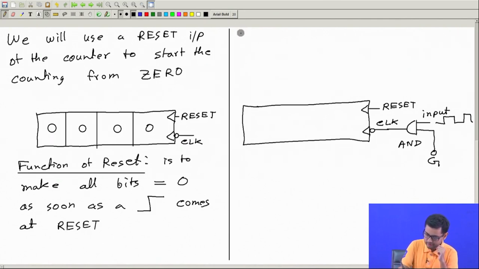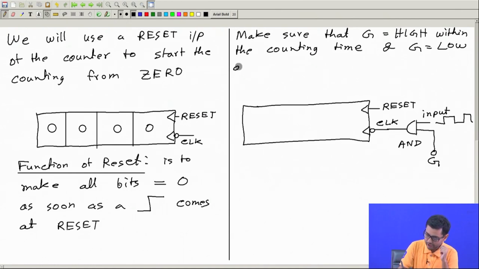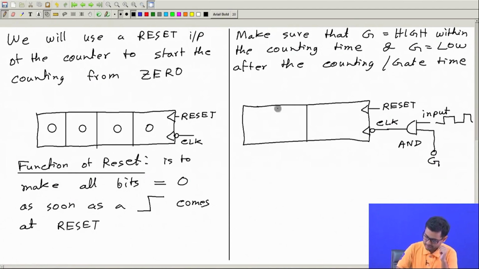So what we have to do is make sure that G is equal to high or logical 1 within the counting time, and G is equal to low or logical 0 after the counting or gate time. So this is the counter.